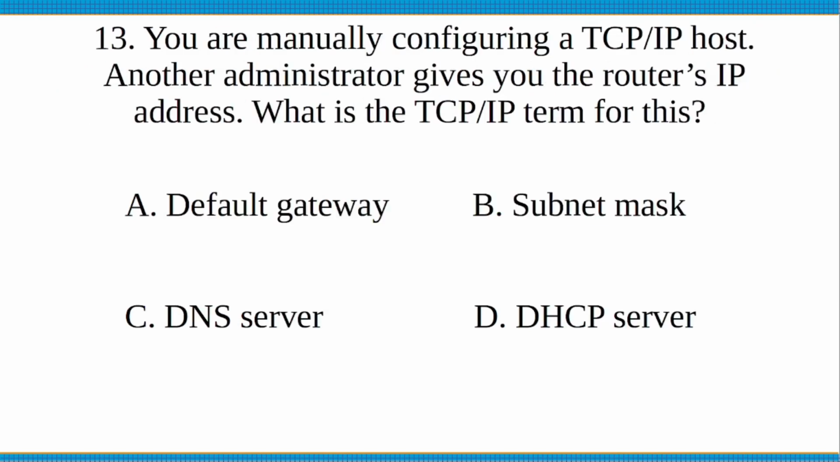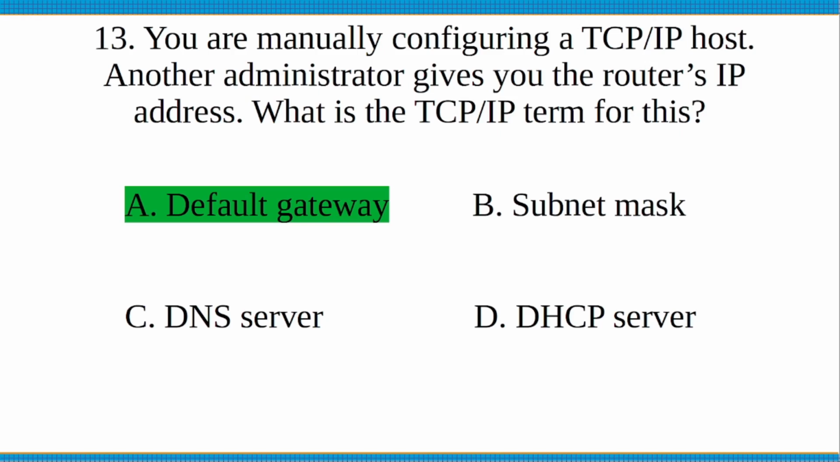Question number 13. You are manually configuring a TCP/IP host. Another administrator gives you the router's IP address. What is the TCP/IP term for this? A. Default gateway. So the router is your doorway out to other networks and is known in TCP/IP terms as the default gateway. Without this configuration option, you will not be able to get to external networks.